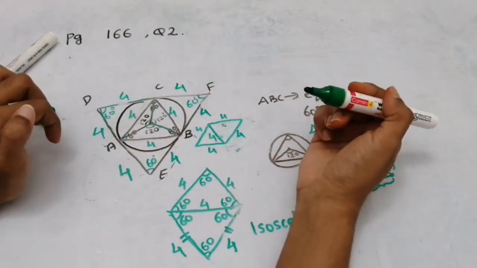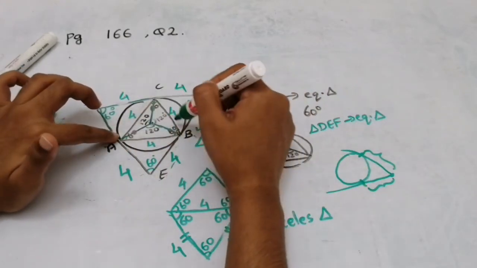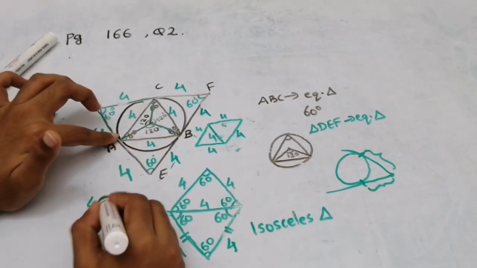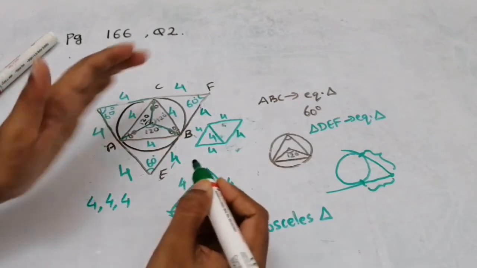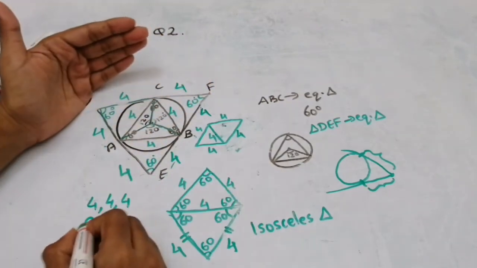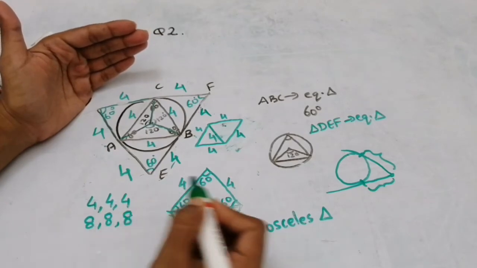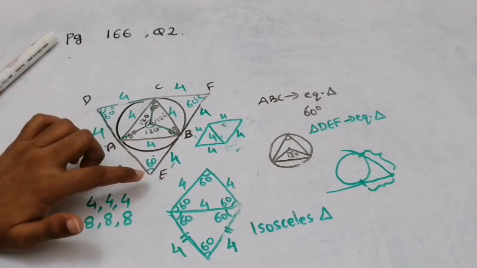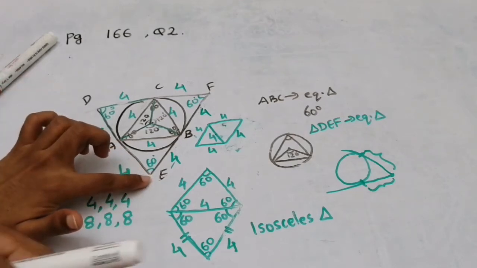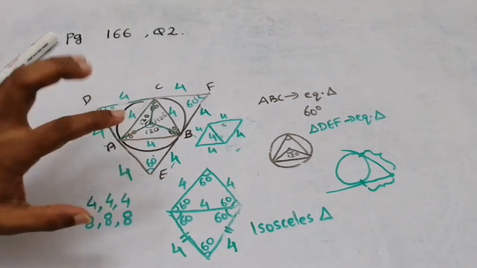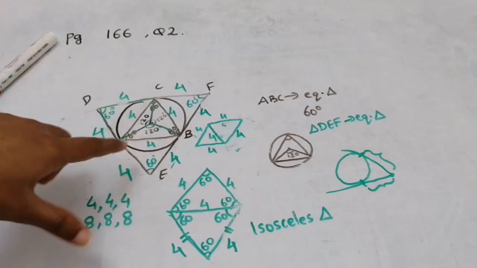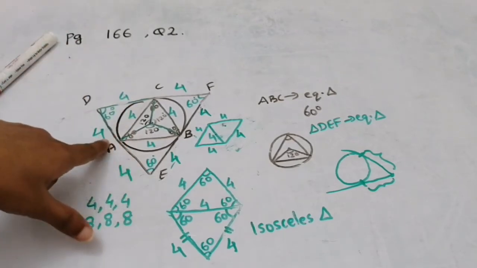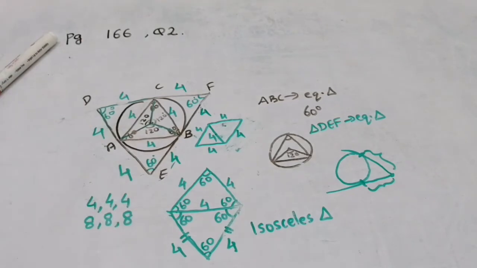So can you see something? When the sides of the smaller triangle were 4, 4, 4, the sides of the larger triangle became 8, 8, 8, double of the inner triangle. Understood? And again, I'm telling you, this point you will be studying further in this chapter itself. So I just gave you an idea how it happens. From one point, if you draw two tangents to the circle, then the length of those tangents will be the same.